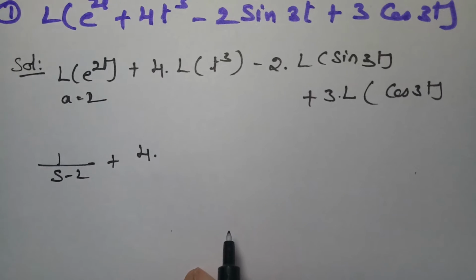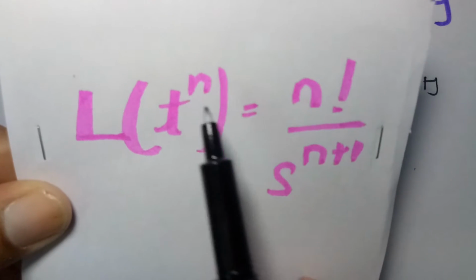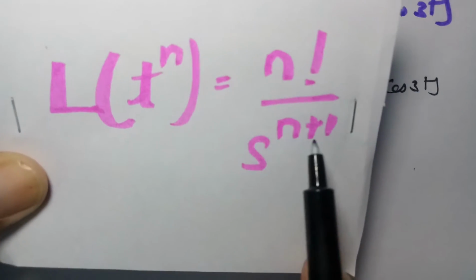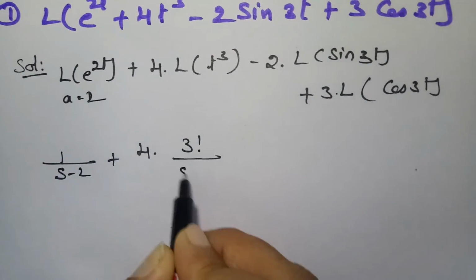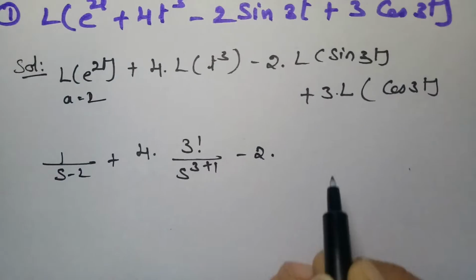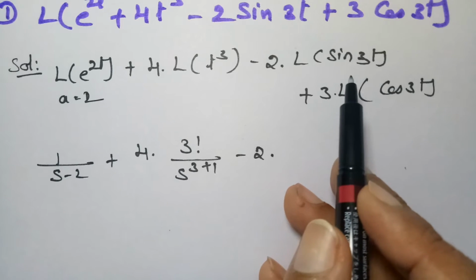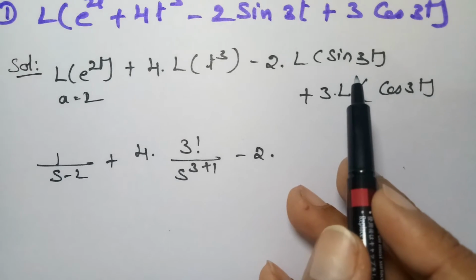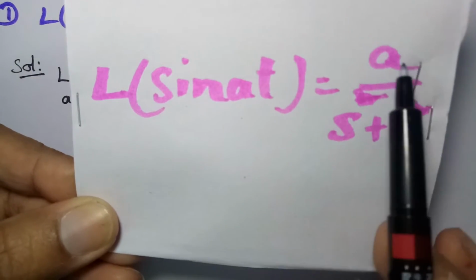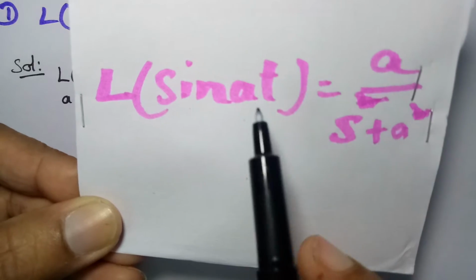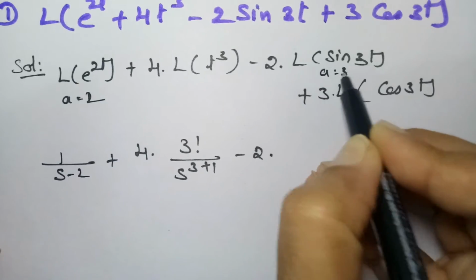So t cube means this is the formula. In this formula, if I keep n is equal to 3, what will it be? 3 factorial by s power 3 plus 1. So here this is 3 factorial by s power 3 plus 1 minus 2 times of, what is this? Laplace transformation of sin at. So what is the sin at formula? See here, Laplace transformation of sin at is nothing but a by s square plus a square. So a by s square plus a square. What is a here? a is equal to 3.